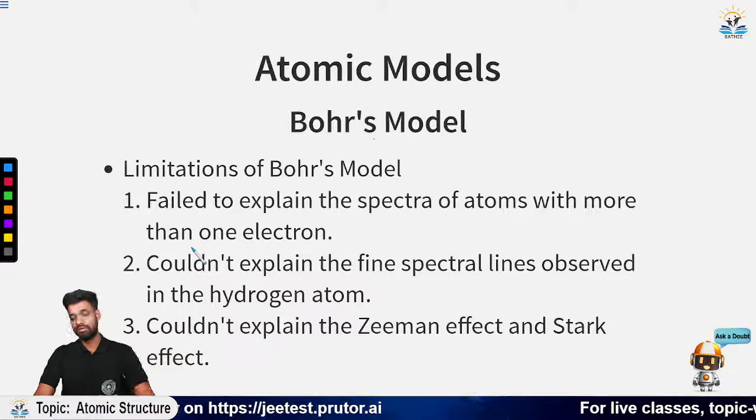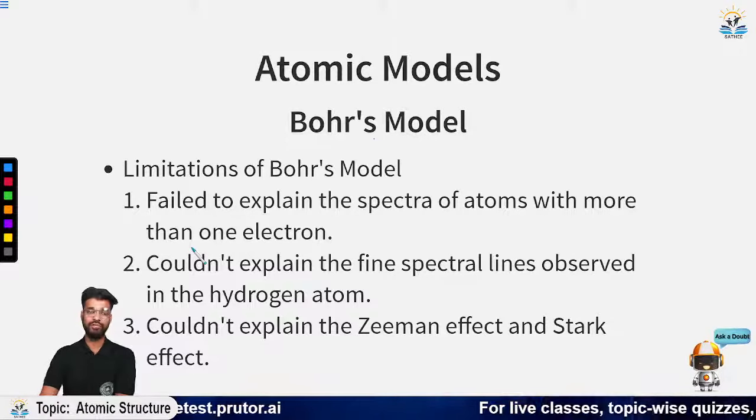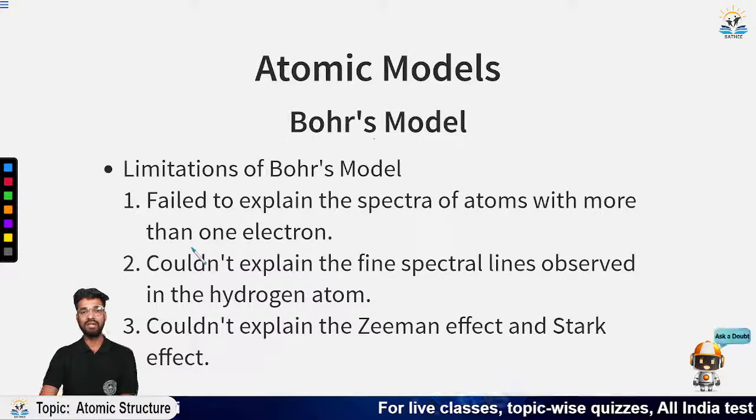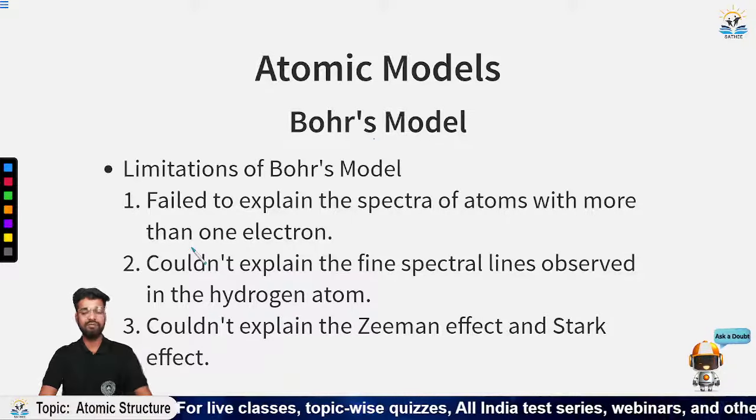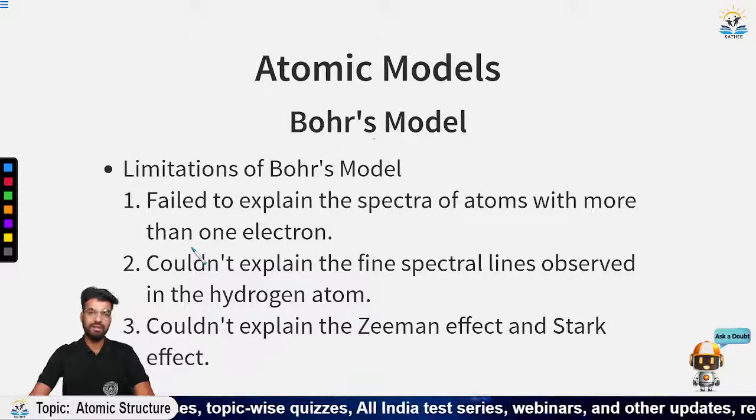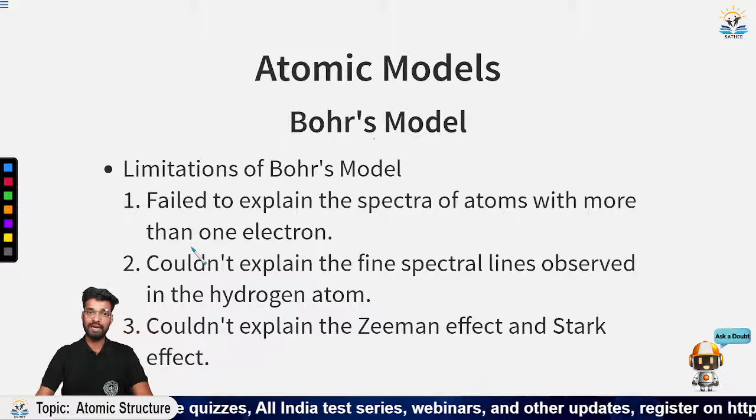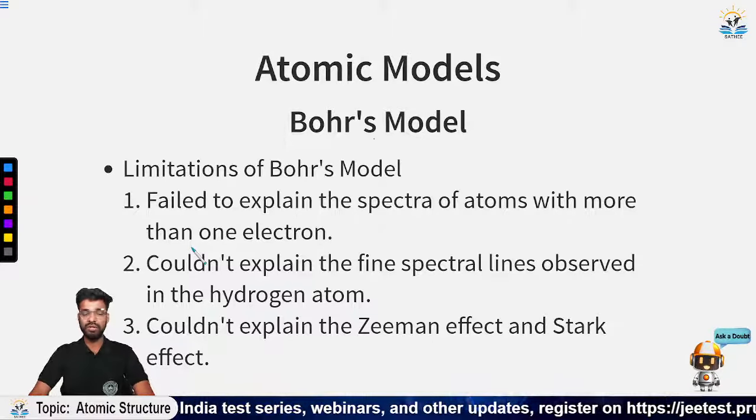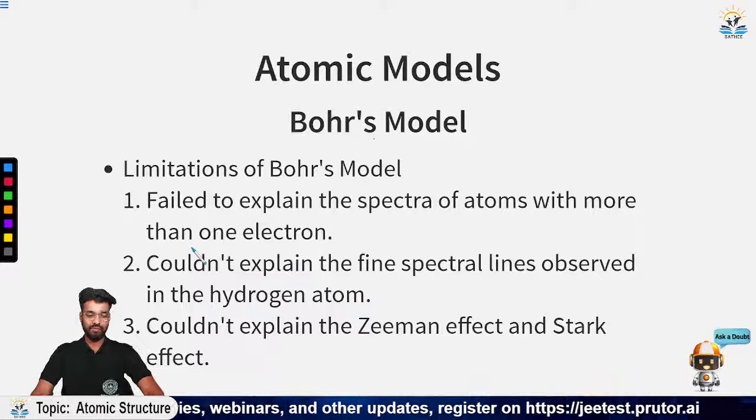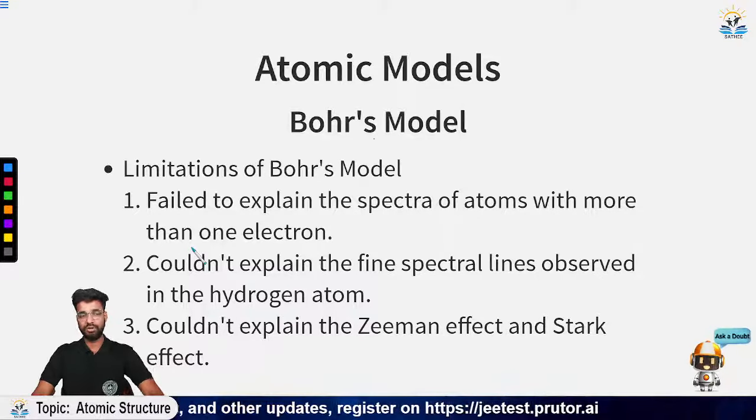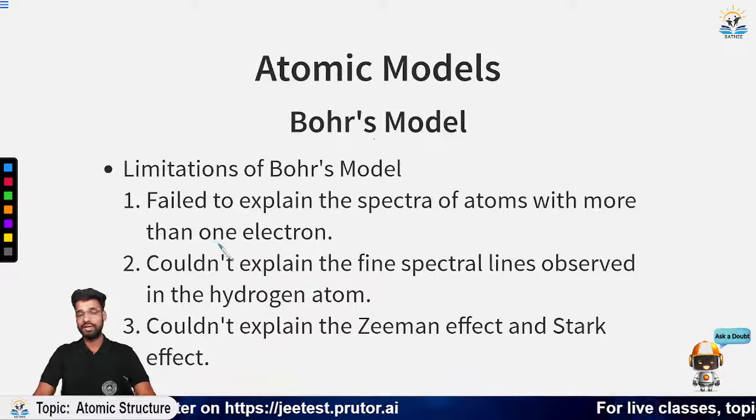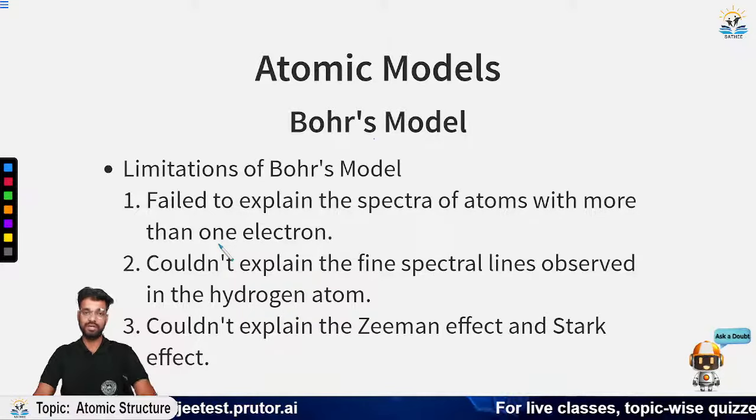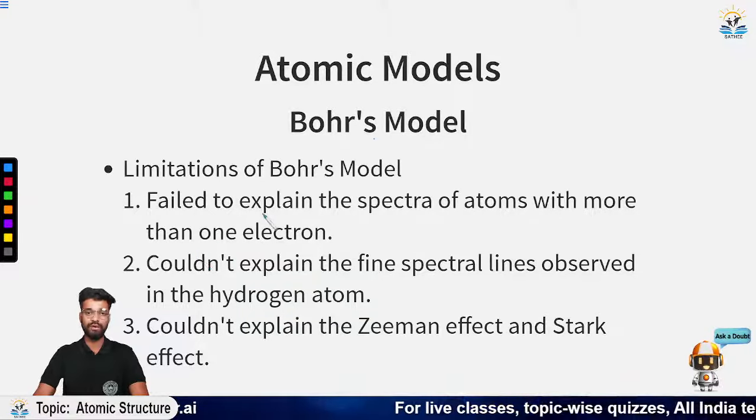So why was it so? During this calculation in the Bohr model, we only consider the electrostatic interaction between the electron and the proton. But as we move to higher atomic numbers, we have repulsion between the electrons themselves, and due to this mutual repulsion the net force on the electron changes. But in the Bohr model no such interaction between electrons was considered, due to which the Bohr model failed to explain multi-electron systems.